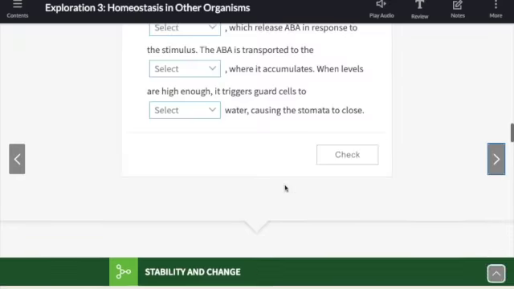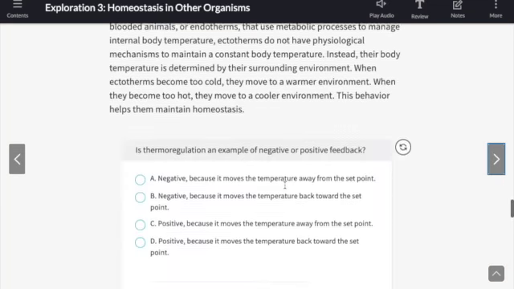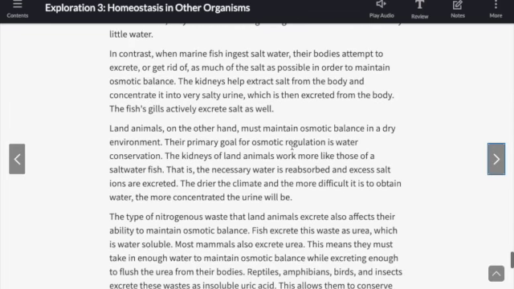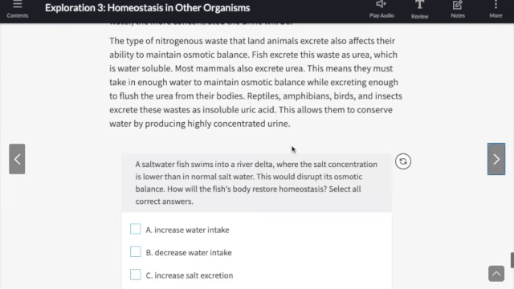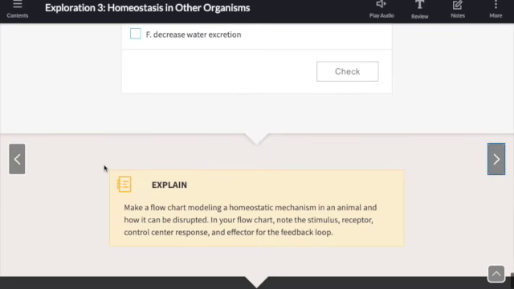And there are other examples. Again, I'm not going to talk about the examples in detail because you're going to read about them. So this whole chapter is all about homeostasis, bringing things back into balance when they get out of balance.